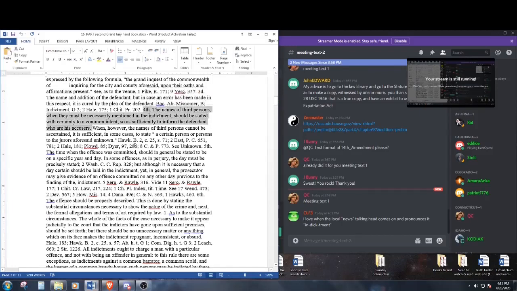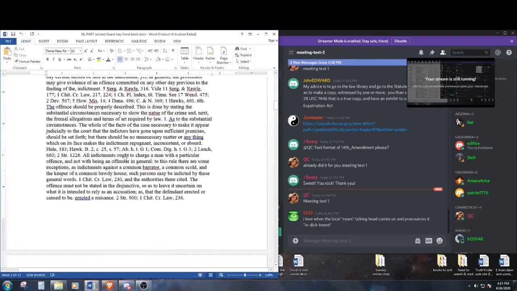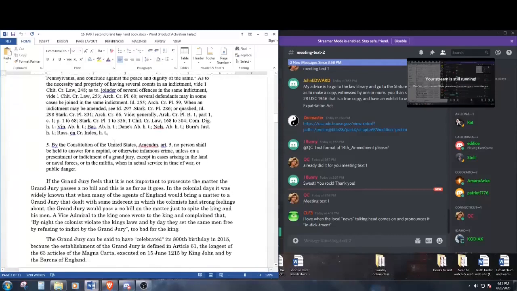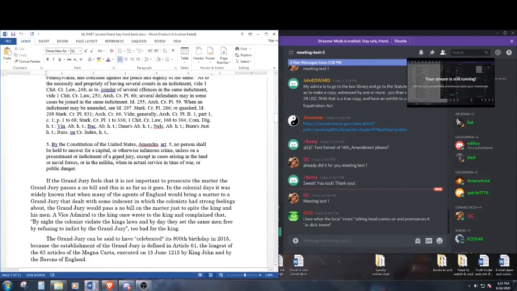And the rest of this is fairly lengthy, but all of this is spelling out what needs to be in the indictment, okay? So I won't go through the rest of that. You can read it at your leisure, or when you decide to finally convene a 25-member grand jury, you can follow through with it, okay?